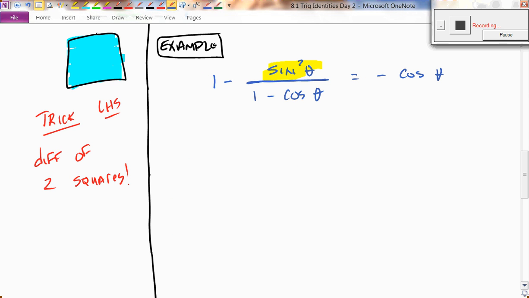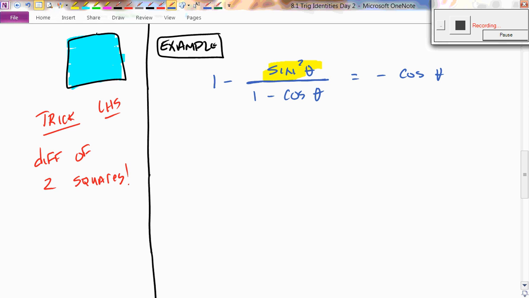The second example says it's 1 minus the quantity sine squared theta over 1 minus cosine theta equals negative cosine theta. So which side do you think you want to start on? Definitely the left-hand side. There's definitely more stuff going on.